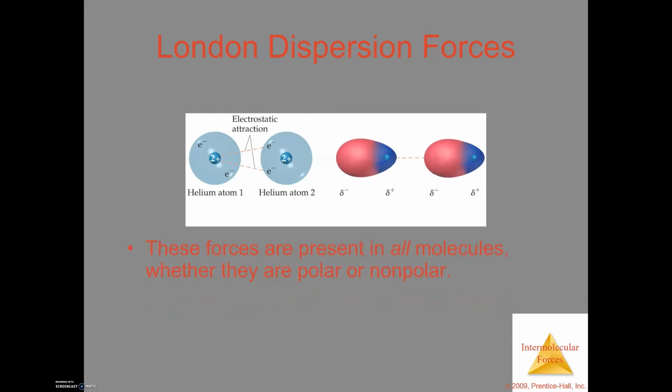Again, when they go away from each other, the two atoms will return to their normal state. These forces are present in all molecules, whether they are polar or nonpolar. Where they seem to be most prevalent are those nonpolar compounds. When we deal with polar molecules, it becomes a little bit more complex because you're dealing with dipole-dipole interactions, ion-dipole interactions, and now we're dealing with London dispersion. So London dispersion really shows up when we're dealing with more nonpolar than polar compounds.